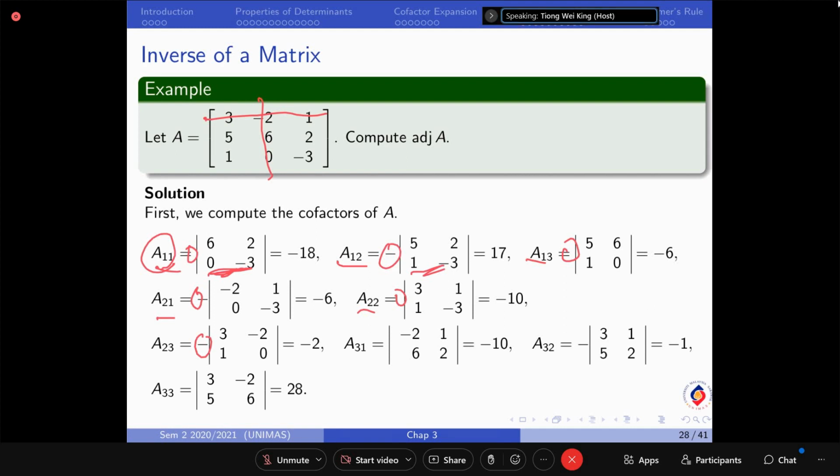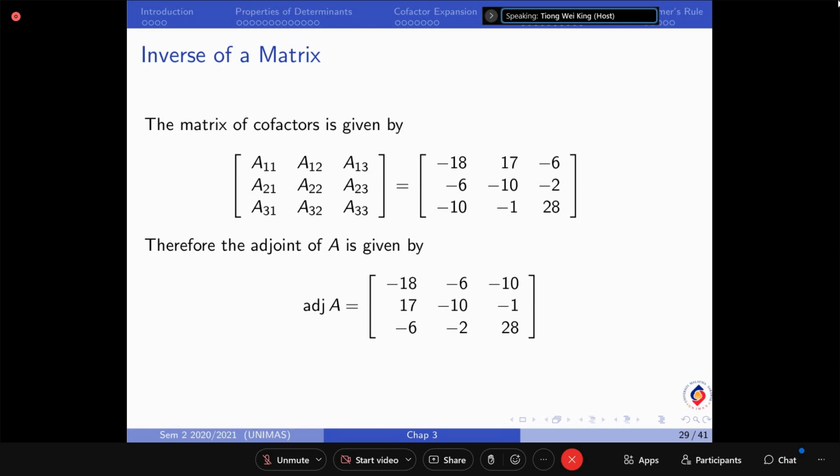For minor, you ignore the plus minus sign. But for cofactor, you have a plus minus sign. Now this is one way for you to do. You calculate the cofactor one by one, and then after that you just put them in your matrix like this. You collect them in the form of a matrix, so then you will get the adjoint like this. Now this is one way.